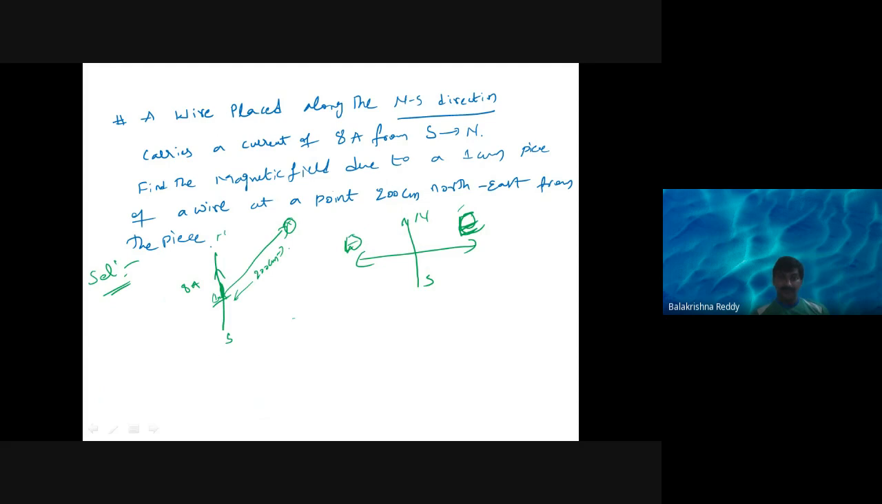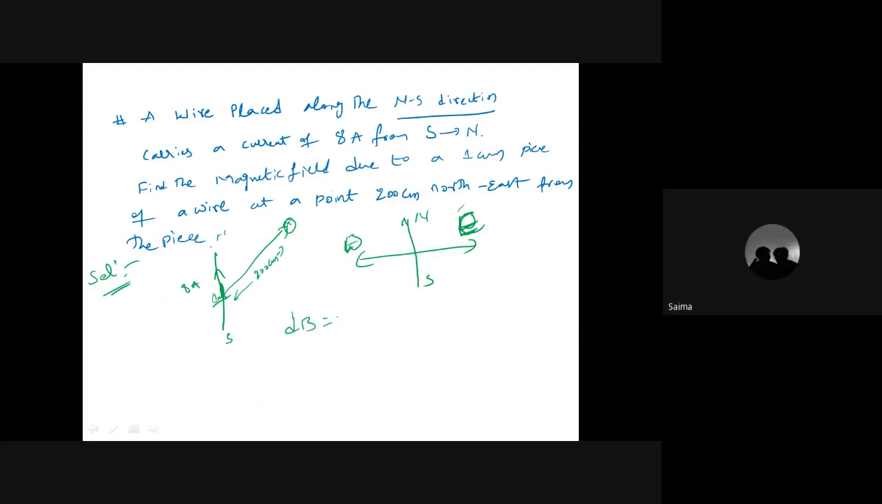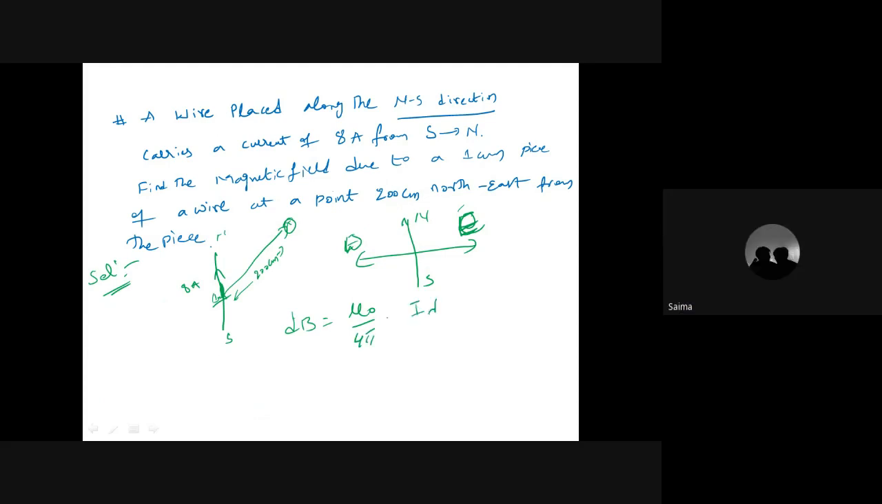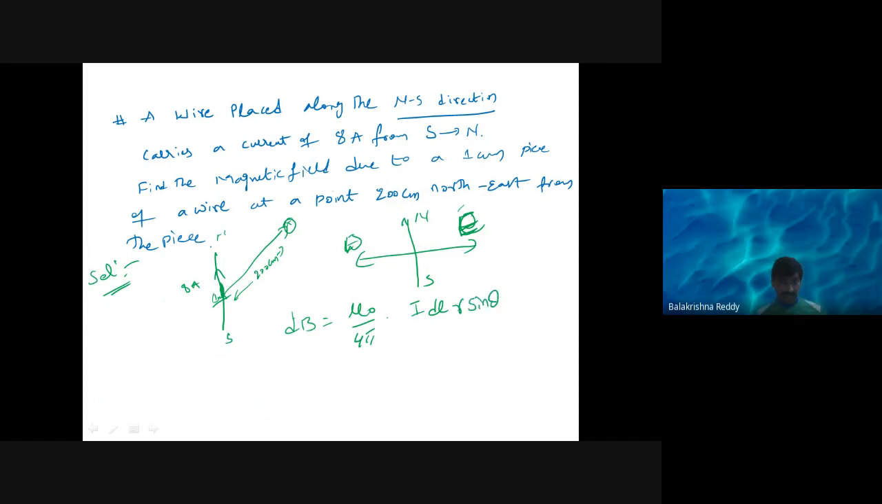So for this set of questions we need a suitable formula. We know what that is. What is this formula? The Biot-Savart law formula. Exactly. dB equals mu naught by 4 pi into dl into r by r cube. We are not writing in vector form, so it is dB equals mu naught by 4 pi into I dl sine theta by r squared, since it is inverse square.